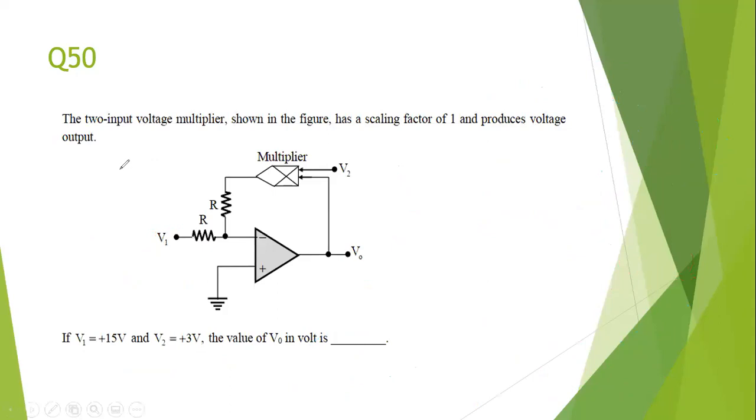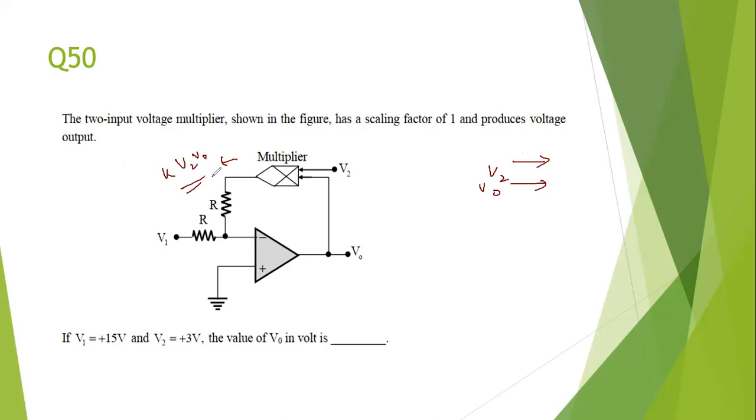Now the question number 50 is, the two input voltage multiplier shown in the figure has a scaling factor of 1 and produces the output voltage. So let's say this is your V2 and this is your V0. It is a multiplier, so the output will be K times V2 into V0. The scaling factor is 1, so the output will be V2 into V0.